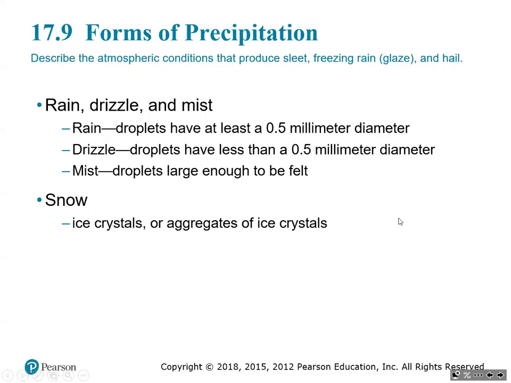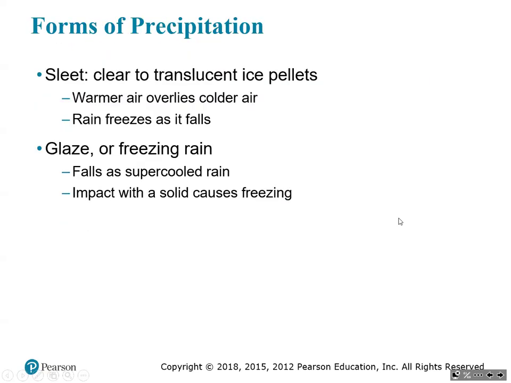Then you have snow. Snow is when you have ice crystals or aggregates of ice crystals falling from the sky. This happens with the Bergeron process. You form ice crystals, it's cold all the way down to the surface, and the ice crystals fall to the ground. There are several other types that can happen if you have some warm air above some cold air. So you could have the snow melt into rain and then refreeze.